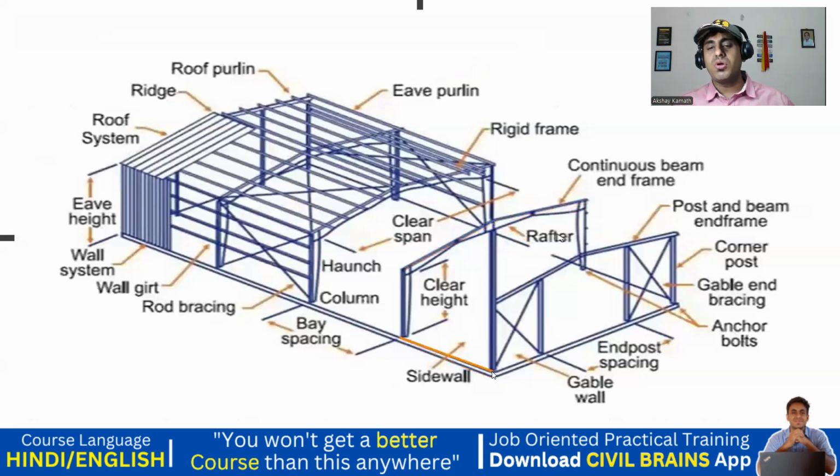Then here we have a wall. Since it is on the side, we call it a side wall. Apart from that, come here. This is called the gable wall.